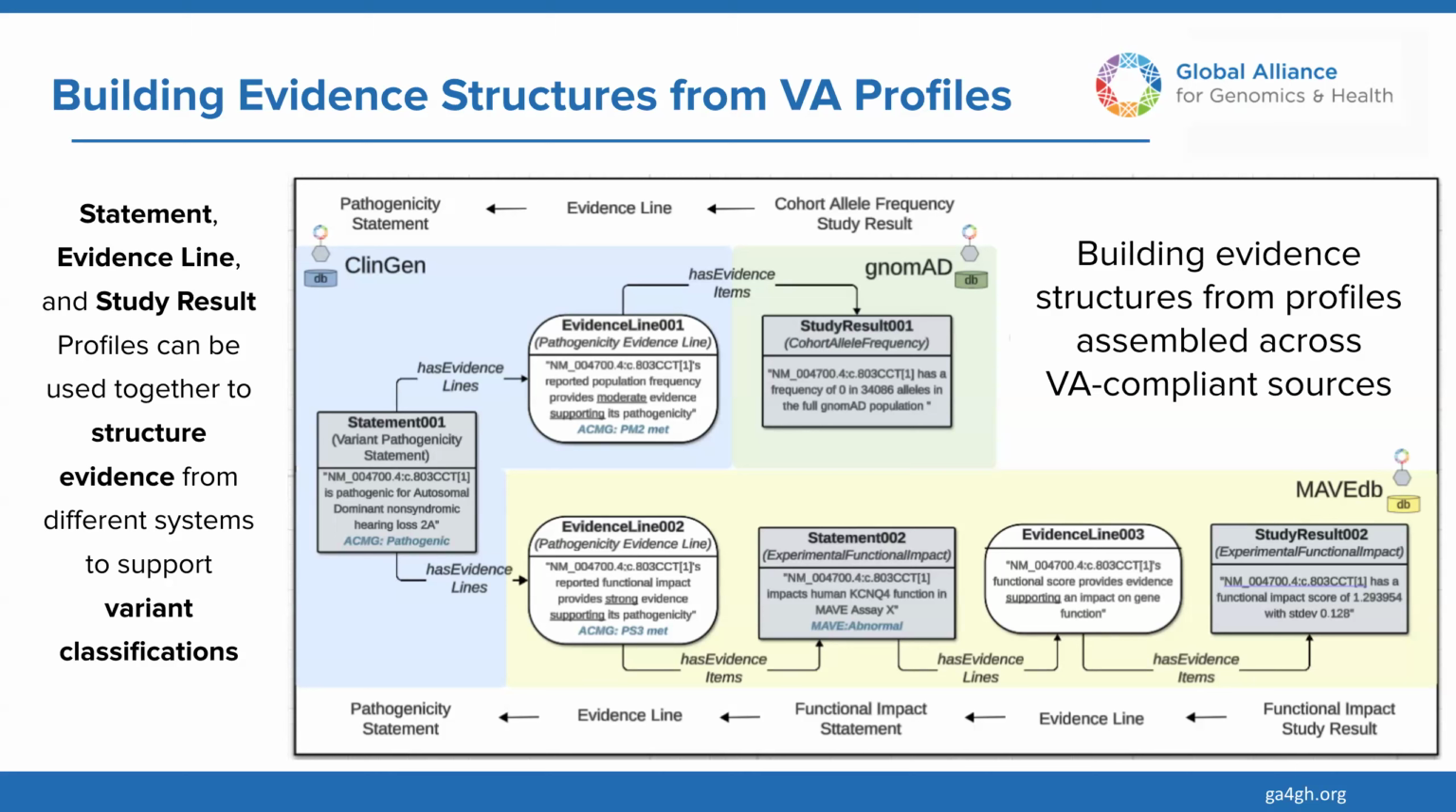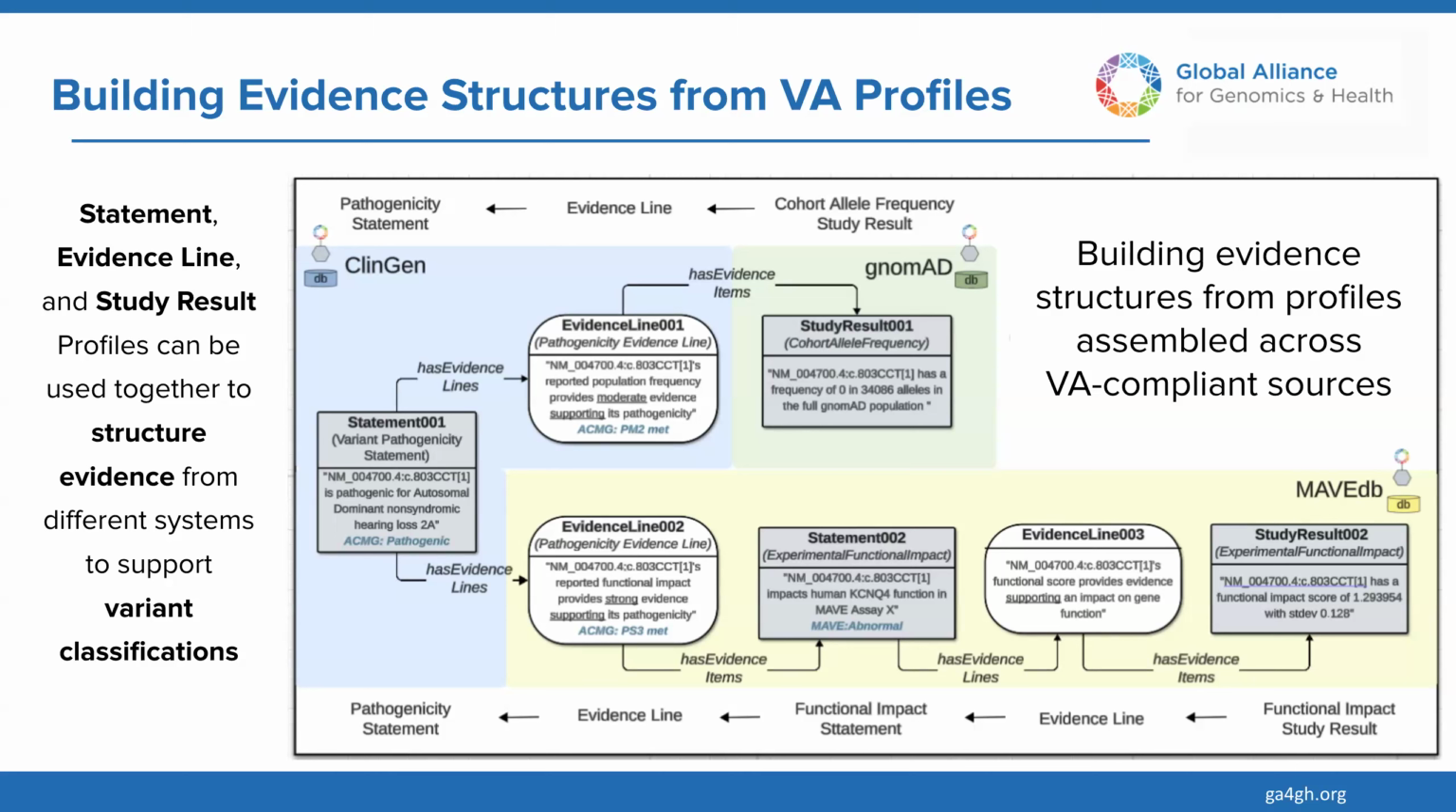And they also produce evidence lines that interpret the direction and the strength of evidence that they believe that classification has for or against the pathogenicity of that variant. So all of those data structures that we see in the yellow box at the bottom are being produced by Mave and generated in VA compliant forms that can then be retrieved by the ClinGen system in blue.